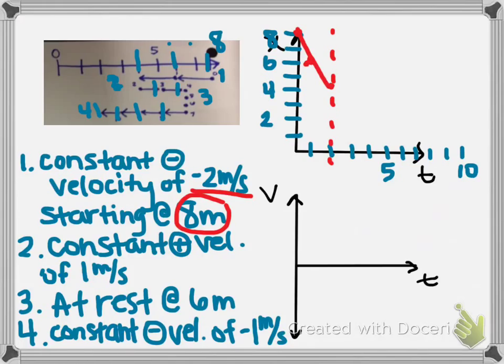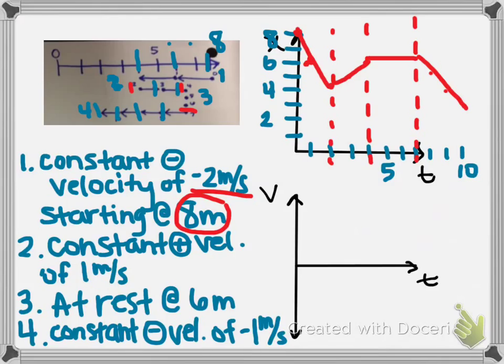Then from 2 to 4 seconds, in this section here, I'm going a positive 1 meter per second. So I'm going to go up 1 over 1, up 1 over 1. I'm going to connect those dots. And then all the way up to 7 seconds, we're at rest. So for 3 seconds, we just have a horizontal line. Then finally, all the way up to our 10 seconds, we have a negative velocity of 1, so we're going to go down 1 over 1, down 1 over 1, down 1 over 1. And that would be my line there.